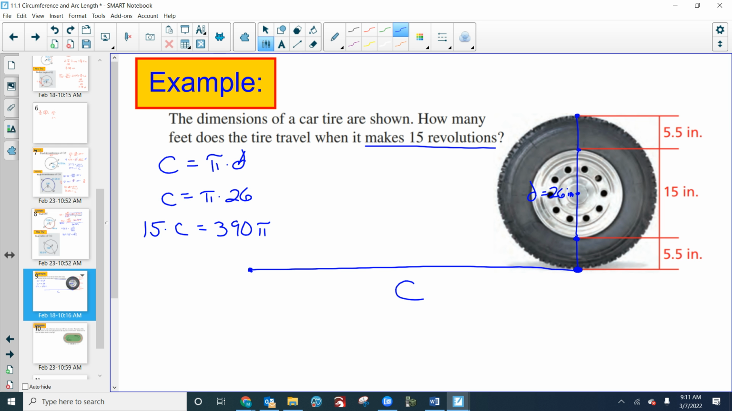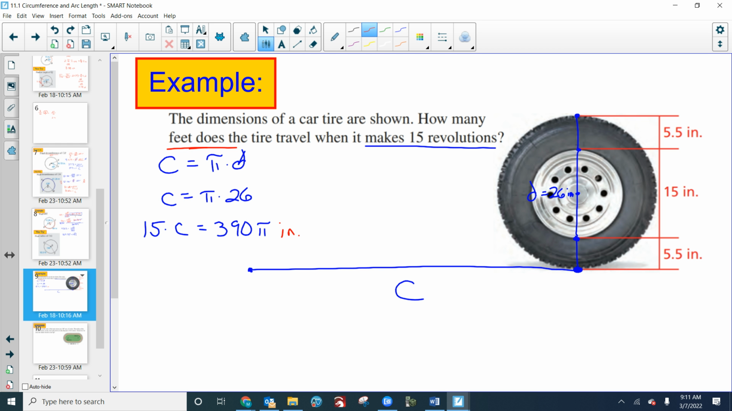And that's in feet. Now, that doesn't mean anything to us because... Oh, hold on, that's inches. Inches, my bad. I'm getting ahead of myself. What did it ask us? It asked us how many feet does it travel. So we're going to have to convert. Right now it's in inches. Do you agree? 390 inches.